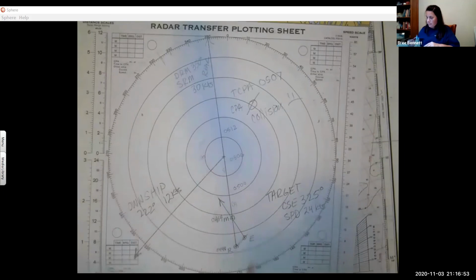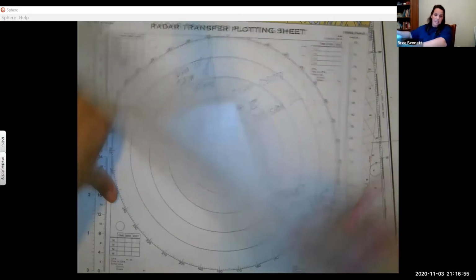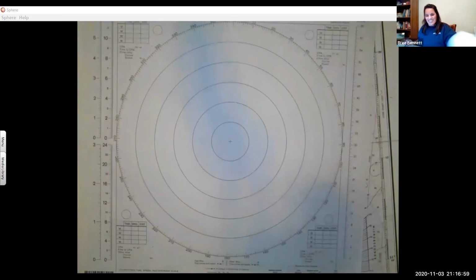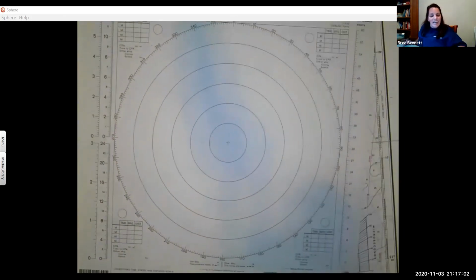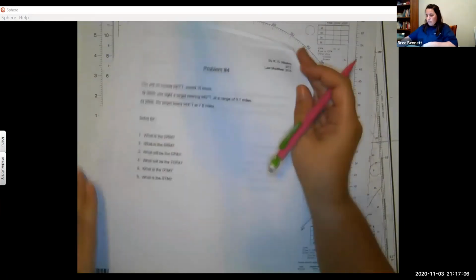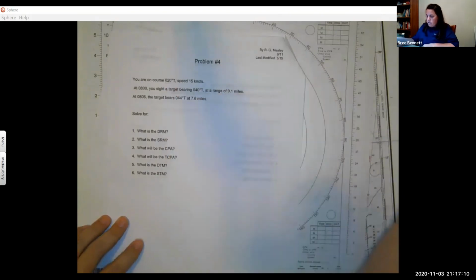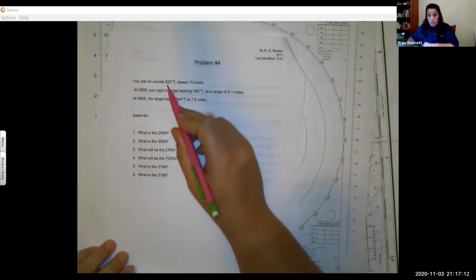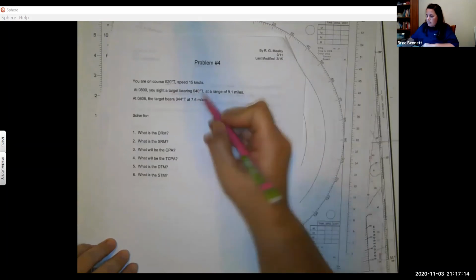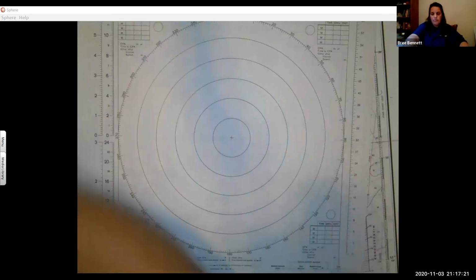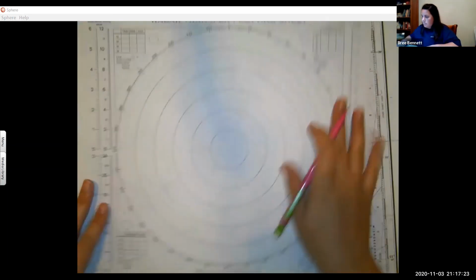Okay. Let's do another one. Problem number 4. We are 020, 15 knots, 040, and 044. So let's plot this.